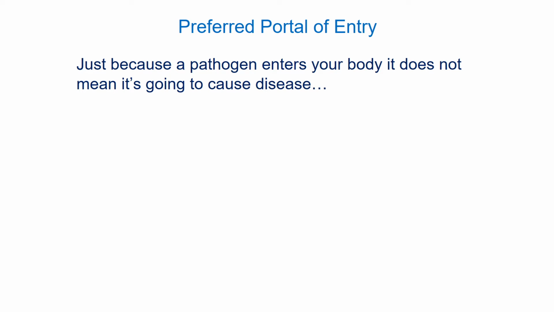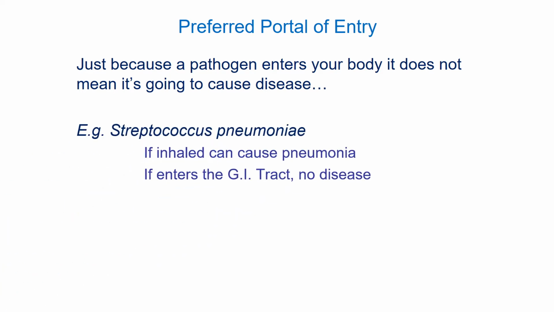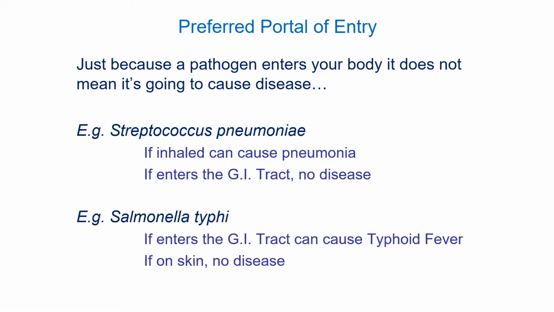So you can see this note here is that just because a pathogen enters your body, it doesn't mean it's going to cause disease. For example, Streptococcus pneumoniae, if it gets in your lungs, can cause pneumonia, no surprise there. But if people ingest it and it gets inside your intestine, you're not likely to get any type of disease. Here's another example. Salmonella usually causes a gastrointestinal kind of disease, but on your skin, it's not usually causing you any issues.